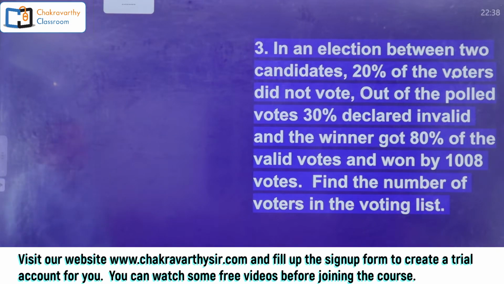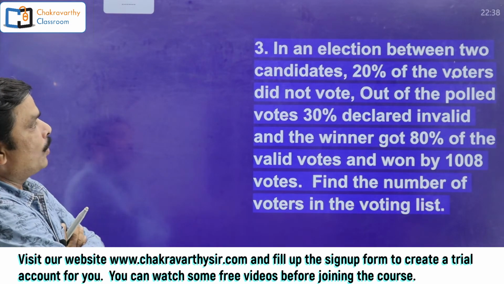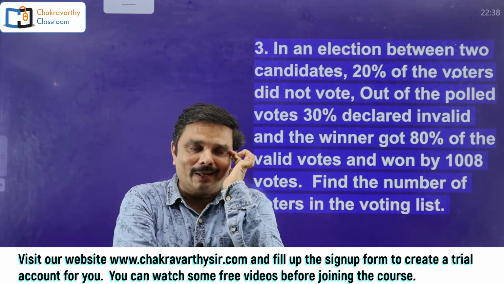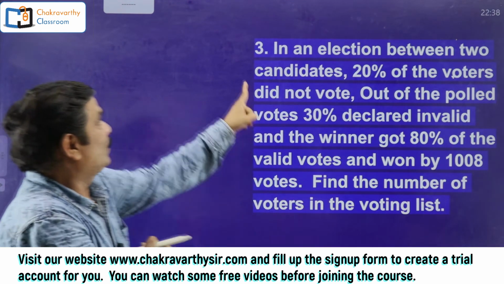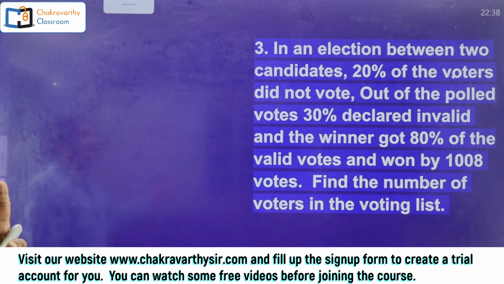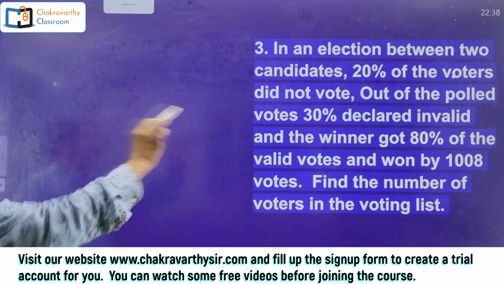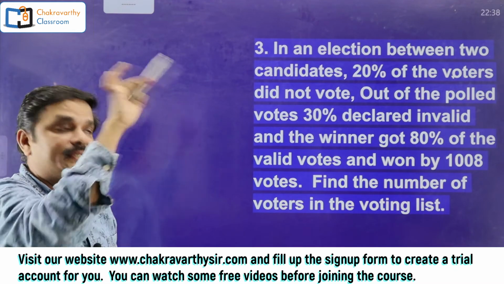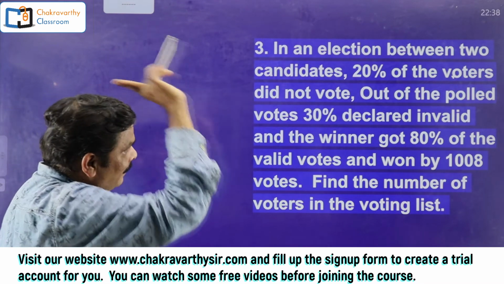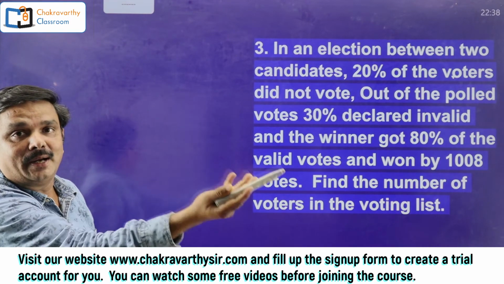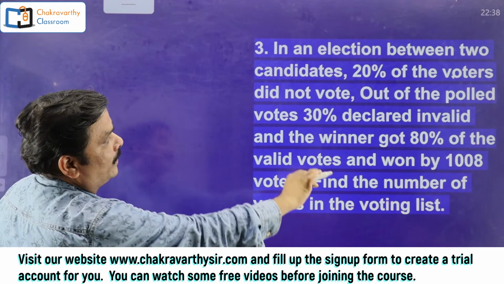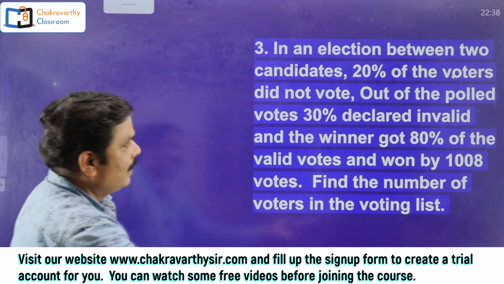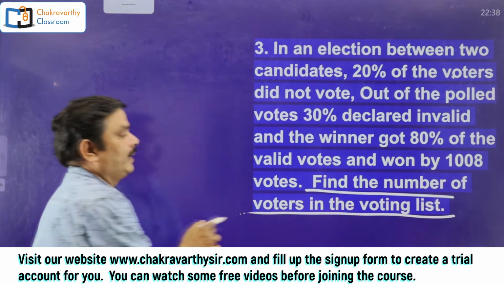In an election between two candidates, 20% of the voters did not vote. While reading the problem only, you need to get the blueprint clearly. So here, election between two candidates, only two candidates are there. 20% of the voters did not vote, only 80% have voted. Out of the polled votes, means out of these 80%, 30% declared invalid. See, 30% invalid means 70% is valid, and the winner got 80% of the valid votes and won by 1008 votes. Find the number of voters in the voting list.